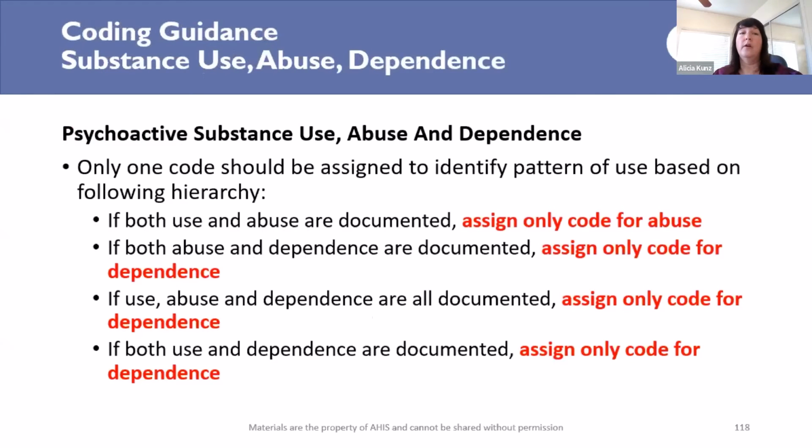And then for substance use, abuse, or dependence. If your physician says that you have a resident who is using a particular substance, abusing, or dependent upon a particular substance, there's a hierarchy to it. So if they say they are using and abusing methamphetamine, you would code abusing methamphetamine. And if they're saying they abuse and are dependent, use the code for dependence, and so on and so forth. Just think, if they're giving you two options, code the more severe of the two options. Next.